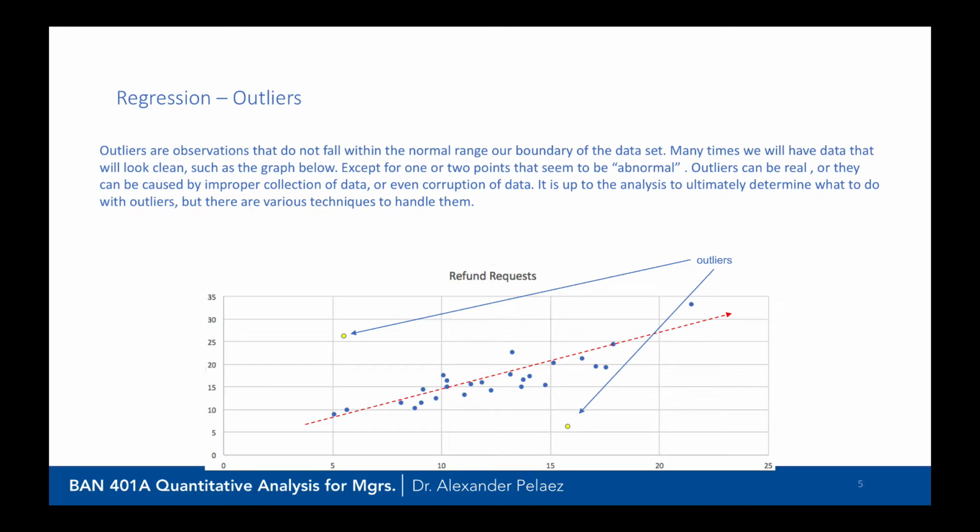And so even though many times our data will look clean, we'll have one or two points that will definitely seem to be out of bounds, if you will. And outliers can be real. In other words, they are actually the true number that they're supposed to be. Or it can be caused by an improper collection of data. Say someone had said, well, my salary was $1, when in fact it was $100,000, but it was collected improperly. It can also occur through system corruption of data. It's up to the analyst to determine what to do with outliers, but there are a number of techniques that can handle them.